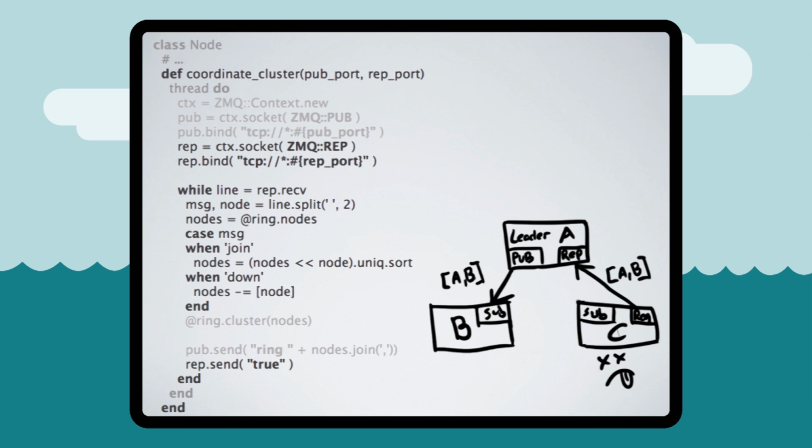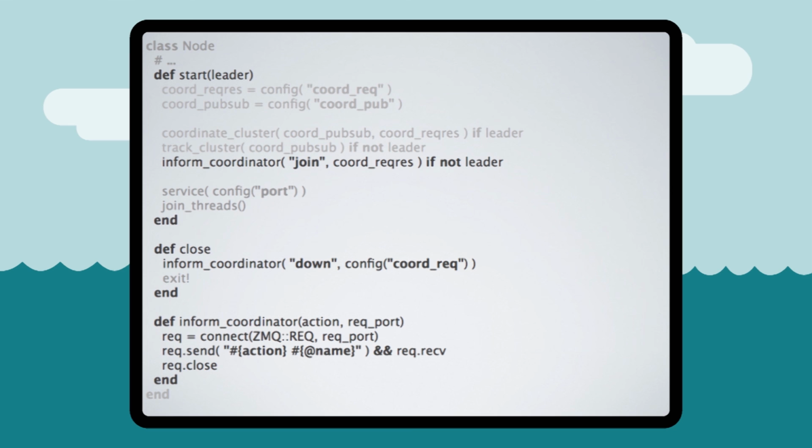If a node joins, it'll add it to the node list. If it goes down, it'll remove it from the node list and then send out a publication to all of the subscribers that, hey, the ring has changed. And then informing the coordinator. Remember, here we had when join happens, when down happens. Same thing here. When we start up a node, we want to inform the coordinator that our join has occurred. When we close it, we want to inform the coordinator that the node has gone down. And then here's our inform coordinator. It just is a standard request reply setup, but just to the coordinator node.